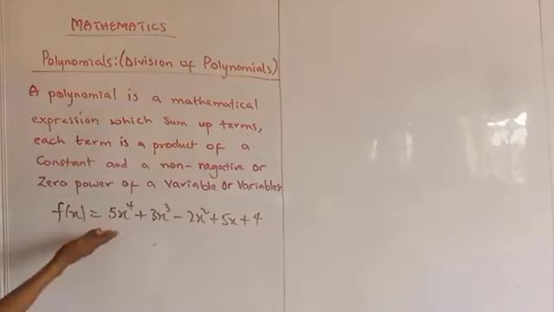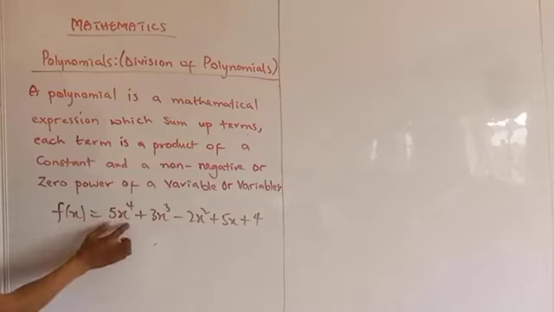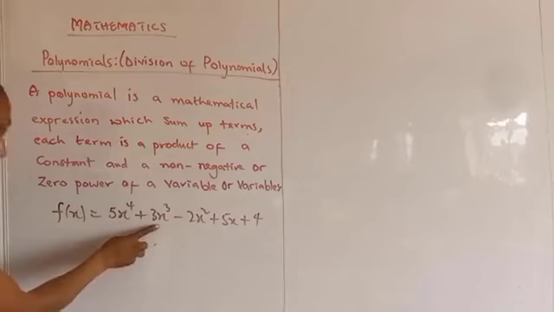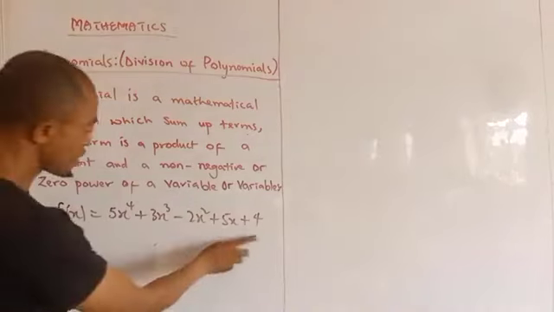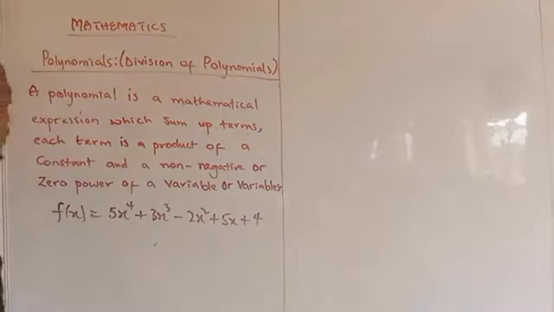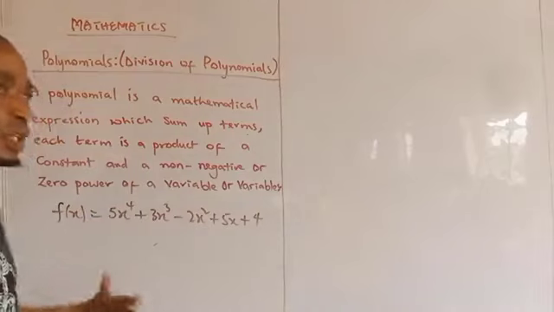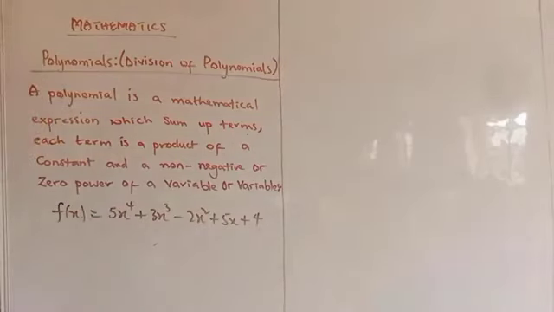So this is a constant, this is a variable. You can see there's a product between them, between 5 and x, we have a product here. This is another term, this is another term, this is another term. So when the terms of an expression sum up, we call it a polynomial.